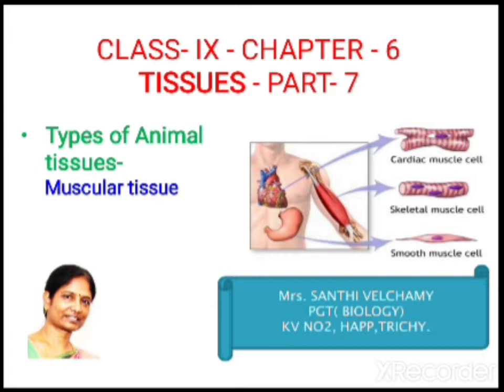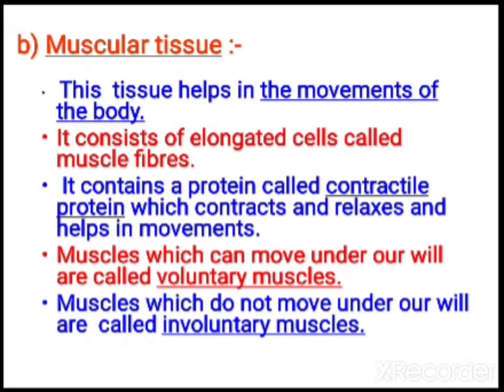So today we are going to continue the chapter tissues. The topic to be covered is muscular tissue. Now let us study in detail. Muscular tissue is helpful in the movements of our body. It consists of elongated cells that we call muscle fibers. It contains proteins called contractile proteins, which are helpful in contraction and relaxation. Mainly it is helpful in movements.